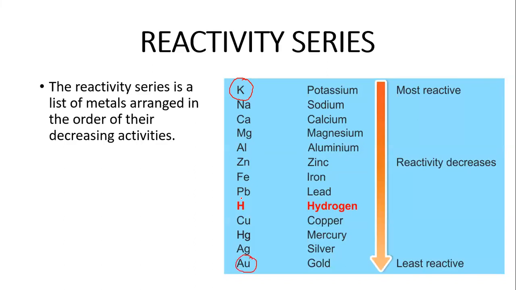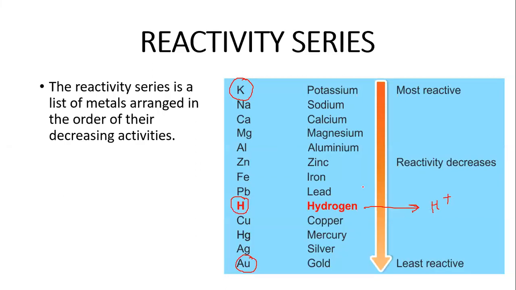Now tell me, is hydrogen a metal or a non-metal? It is a non-metal, but it loses electrons like all the metals do. Hydrogen forms H plus ions, and all the metals form cations. That's why hydrogen is kept in this series for comparison.